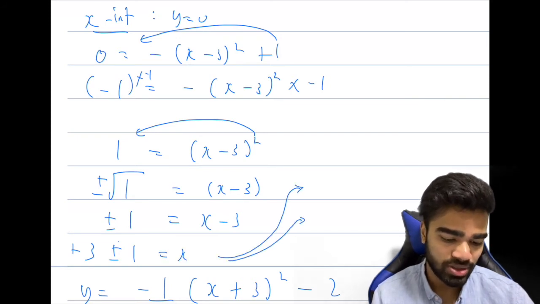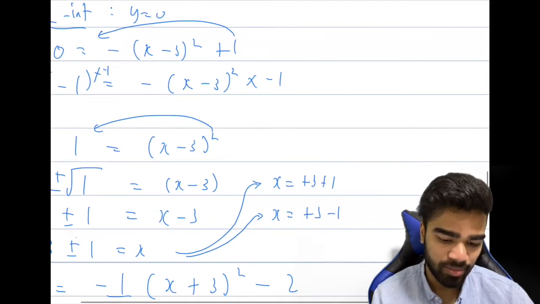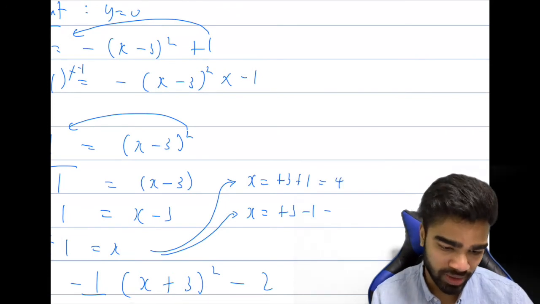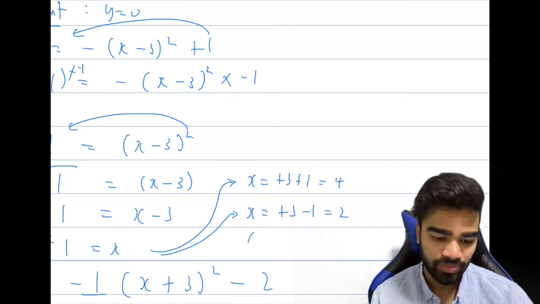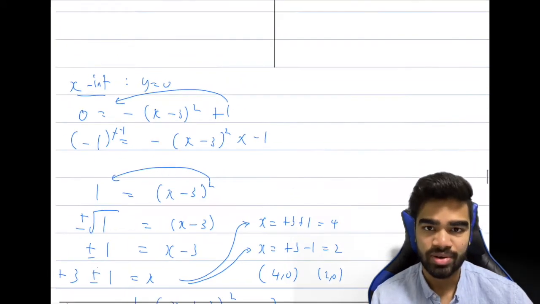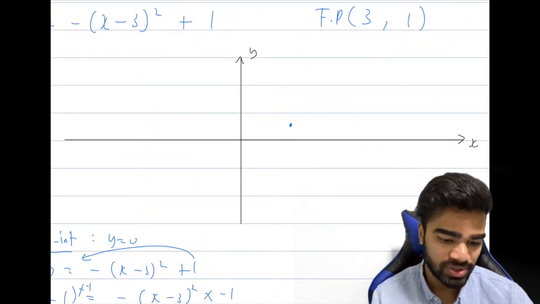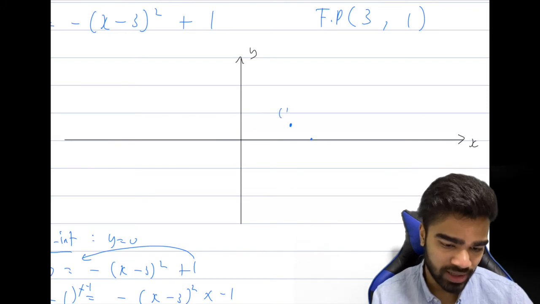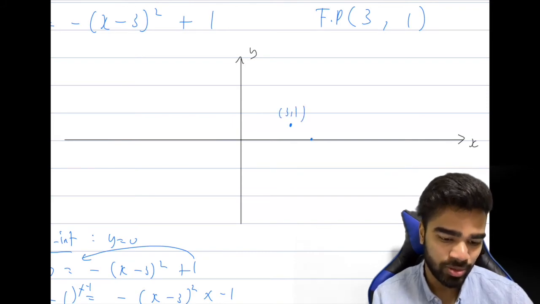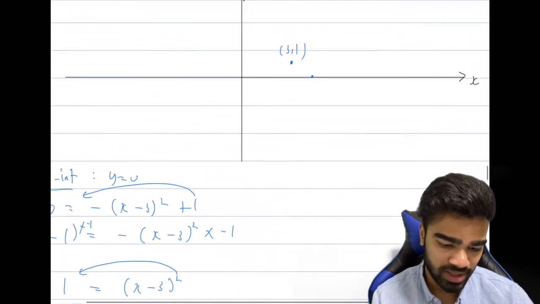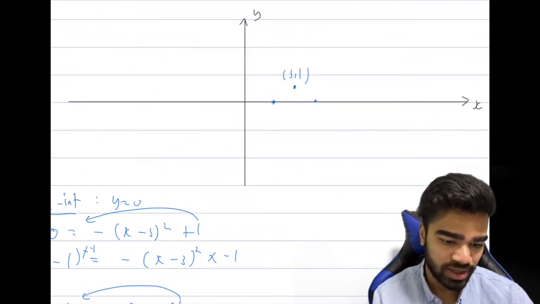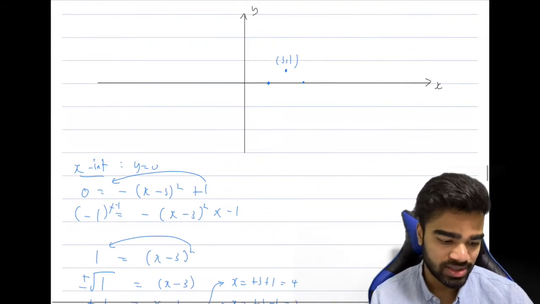So what are your two solutions? Your two solutions are x is equal to 3 plus 1, or x is equal to 3 minus 1, which is pretty much 4 and 2. So your two x-intercepts are (4, 0) and (2, 0). So we have (4, 0), which let's say is over here, because remember the turning point is (3, 1). 4 will be a bit to the right. And what was the next one? (2, 0). 2 will be over here, let's say. Okay, so that's the x-intercepts done.